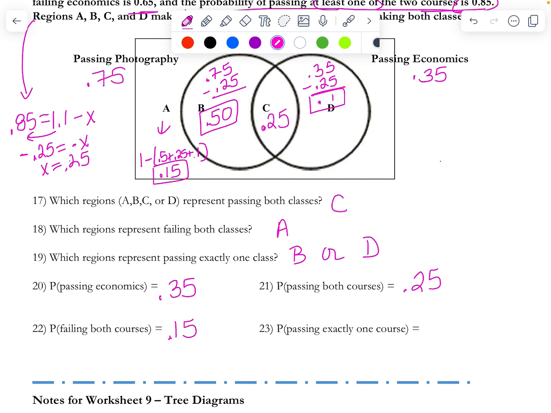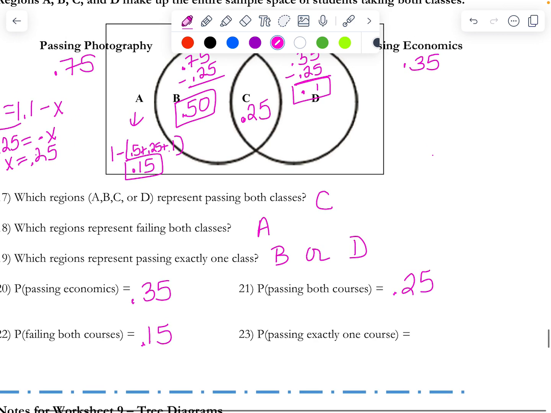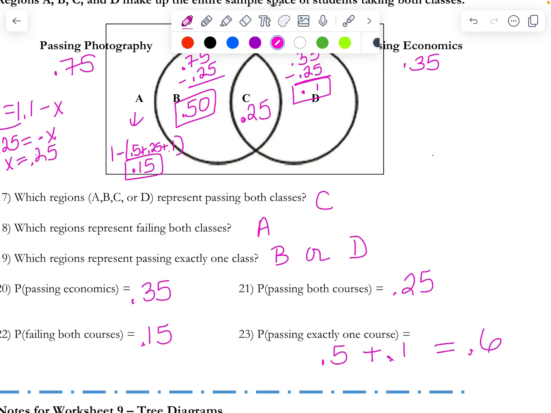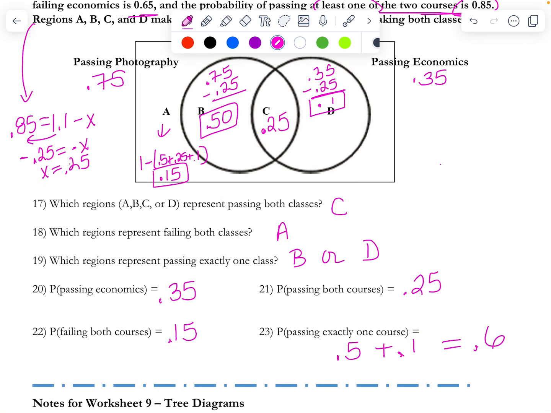And then passing exactly one course would just be this 0.5 and 0.1. So 0.5 plus 0.1, which would be 0.6. So this is Venn diagrams.